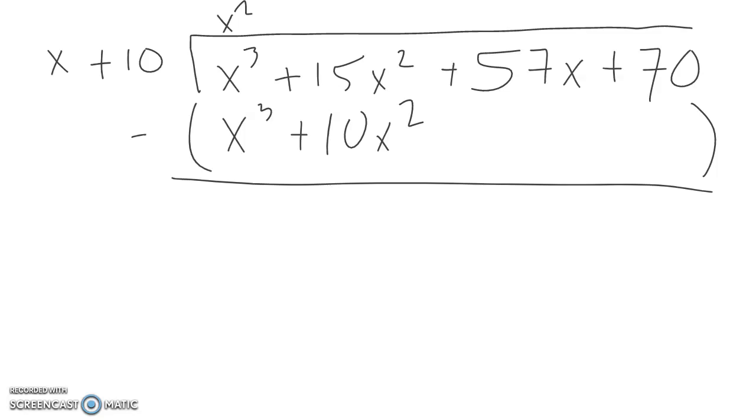So the next thing I'm going to do is subtract x to the third power plus 10x squared from x to the third power plus 15x squared. So the x to the third will cancel out, and then now we're going to subtract 10x squared from 15x squared, which would equal 5x squared. Now I'm going to bring down 57x plus 70.